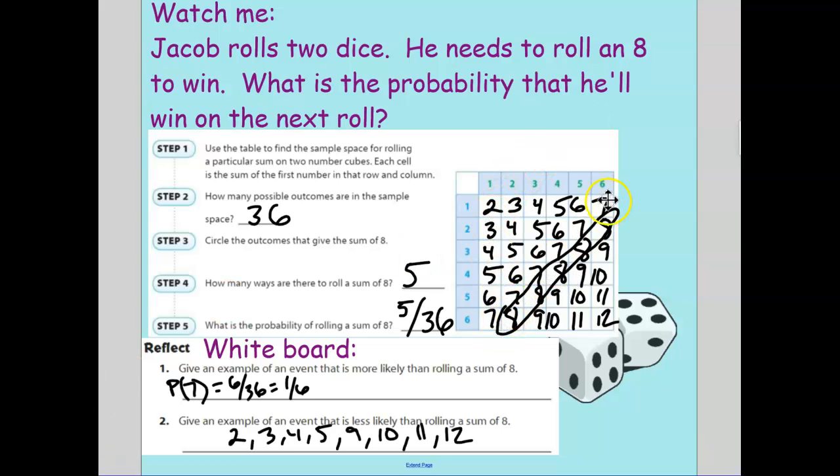All right, what has more outcomes than 8? The only thing there is 7. There are 6 ways of getting a 7. So that's 6 out of 36, or a 1 in 6 chance.